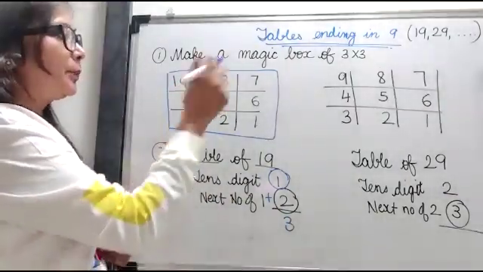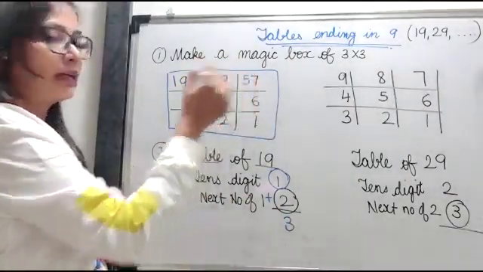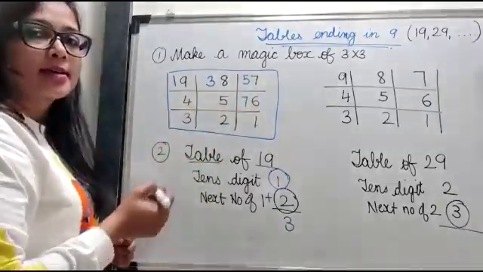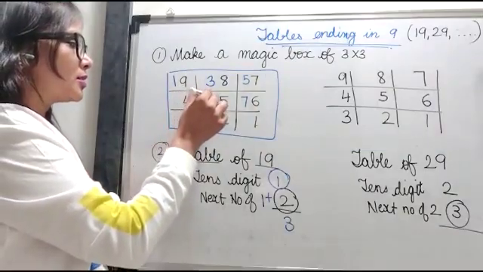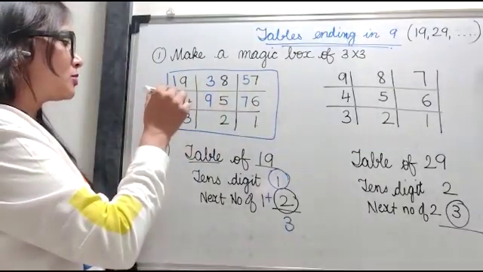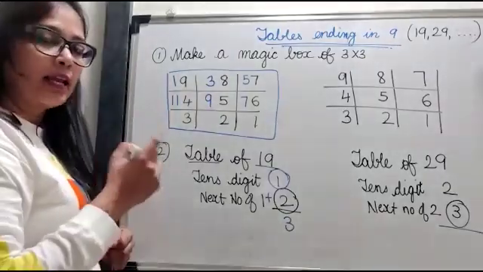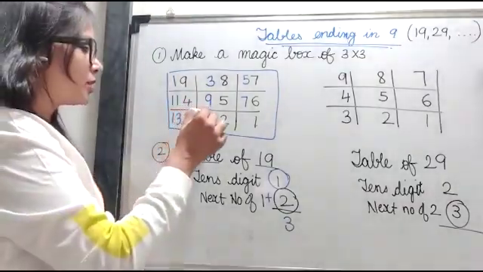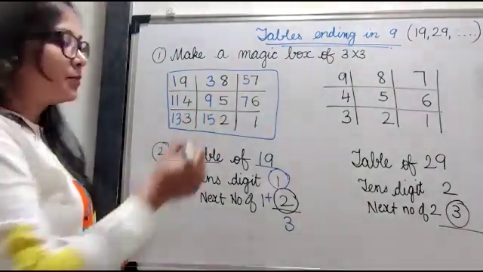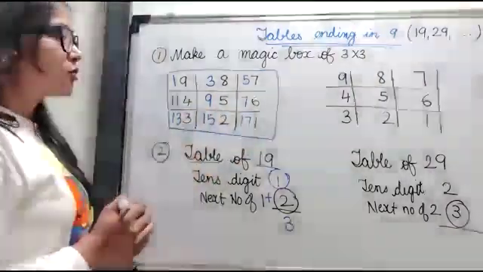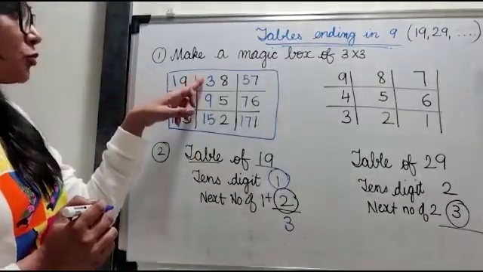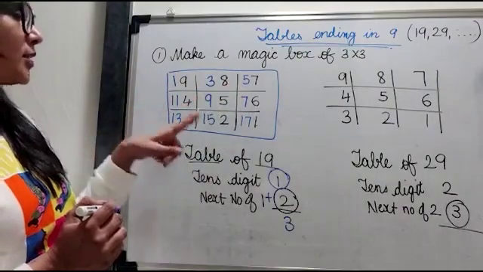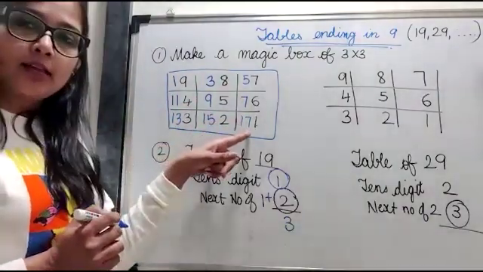Now 3 plus 2 is 5. 5 plus 2 is 7. 7 plus 2 is 9. 9 plus 2 is 11. 11 plus 2 is 13. 13 plus 2 is 15. 15 plus 2 is 17. So these are 19 ones, 19 twos, 19 threes, 19 fours, 19 fives, 19 sixes, 19 sevens, 19 eights, and 19 nines.